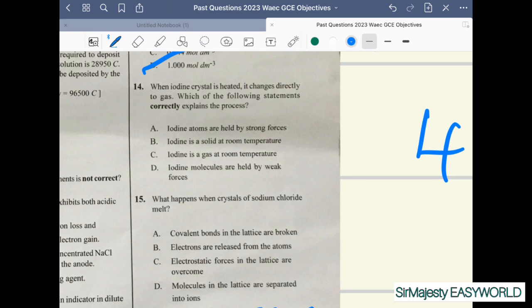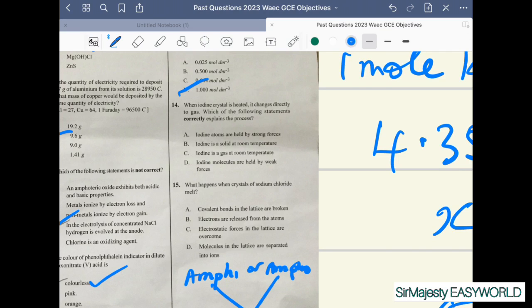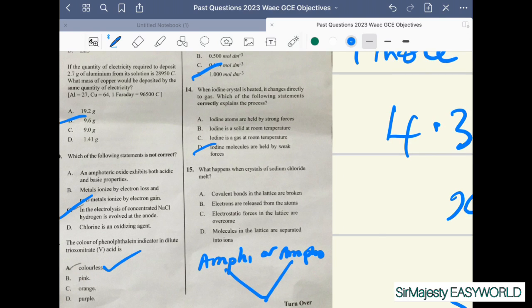D says iodine molecules are held by weak forces. Yes, of course. Iodine molecules are held by weak forces, probably van der Waals forces, which is a very, very weak force, just like in ammonium chloride, the dominant force there. That's why they sublime on heating. Then number 15 says, what happens when crystals of sodium chloride melt?